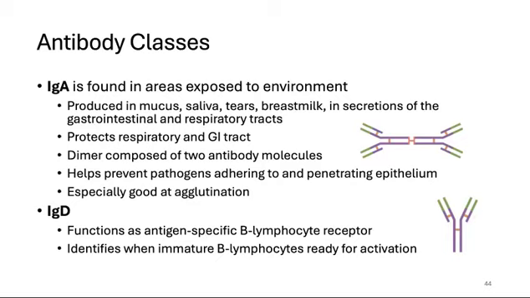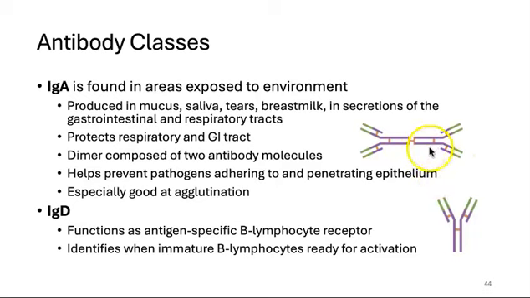Next up is IgA, and this is found in areas exposed to the environment. So think a lot about those mucosal membrane tracts that we discussed. So we find it within the mucus, saliva, our tears, and breast milk. And like I said, our GI and respiratory tracts to protect them. And although it may be found as a monomer like this, it can be as a dimer here where it's composed of these 2 antibody molecules. It really helps to prevent the pathogens from adhering to and penetrating the epithelium.